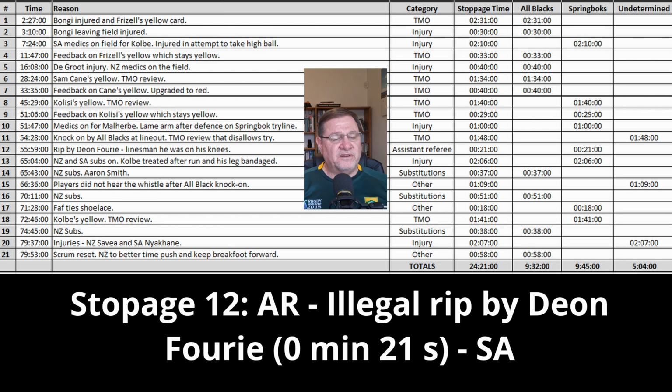Then in the 55th minute and 59 seconds, there was the rip by Deon Fourie, and the linesman indicated that he was on his knees. So I allocated the category to the assistant referee for the assistant referee's intervention. The total stoppage time was 21 seconds, and I allocated the 21 seconds to the Springboks, given that it was a penalty because of Deon Fourie ripping the ball away while he's on his knees.